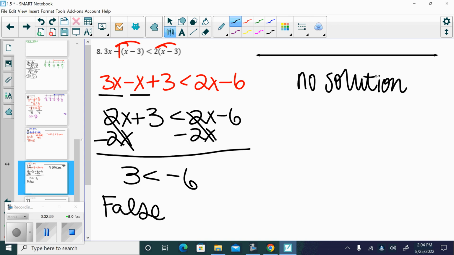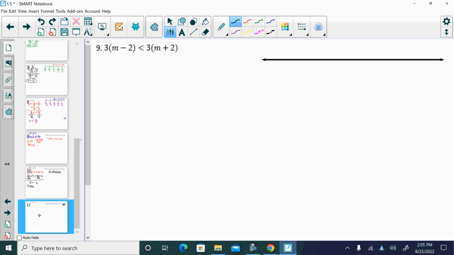All right. For number 9, this will be our last one, and then we'll talk about your homework. First thing I need to do is distribute. So I get 3m minus 6, and then distribute it, and I get 3m plus 6.